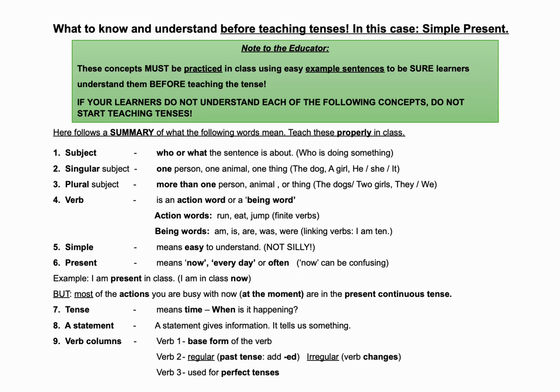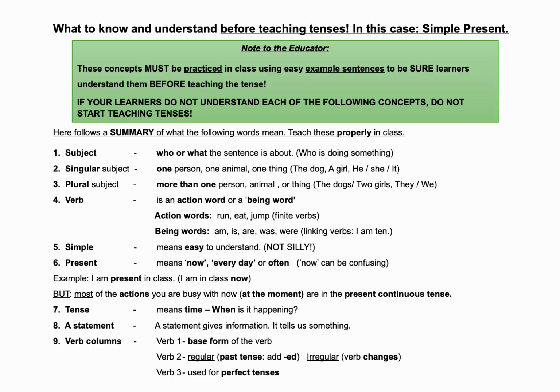Here follows a summary of what the following words mean. Teach these properly in your class. Subject: who or what the tense is about. Who is doing something. Singular subject: one person, one animal, one thing. The dog, a girl, he, she, it. Plural subject: more than one person, animal, or thing. The dogs, two girls, they and we.